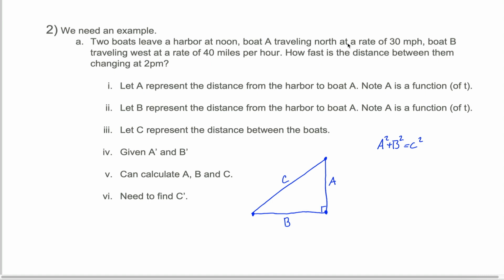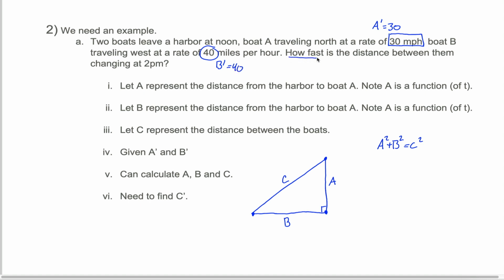I'm told that boat A is traveling north at a rate of 30 miles per hour. If we're using A to denote the distance that boat A has gone, since this is a speed, this is A prime. In this problem, A prime is equal to 30, the derivative of A, the rate of change of A. Boat B is traveling west at a rate of 40 miles per hour. So if I define B to be the distance between the harbor and boat B's current position, the fact that the rate is 40 miles per hour tells me that B prime is equal to 40.